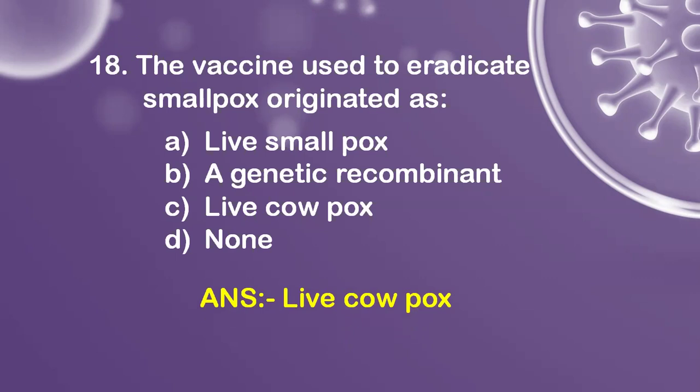So here, scientist Edward Jenner in the year 1796 first introduced the smallpox vaccine. He observed that milkmaids who suffered from cowpox were generally immune to smallpox. In the olden days, smallpox was the deadliest disease. He observed that the milkmaids who suffered from cowpox were not getting smallpox.